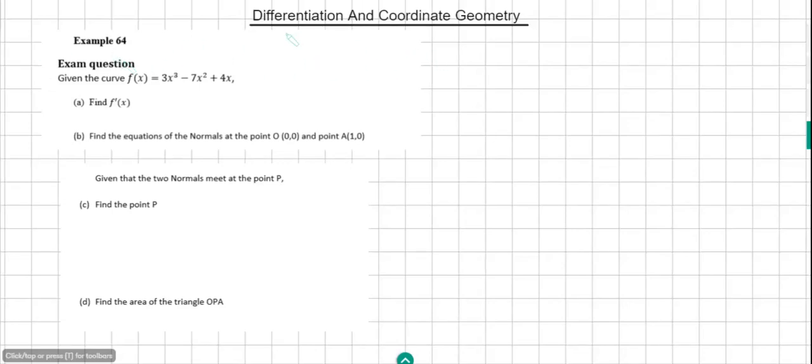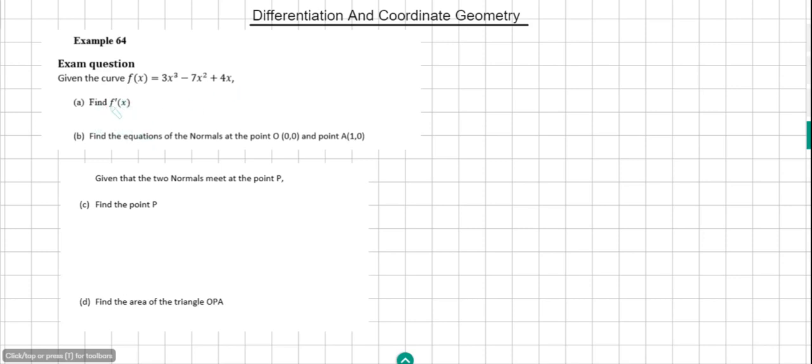This is an example of how we can use differentiation to look at curves, and so gain some information about it. So, differentiation and coordinate geometry. This is an exam style question at A level. What we've got is the equation of a curve: f of x is 3x cubed minus 7x squared plus 4x.